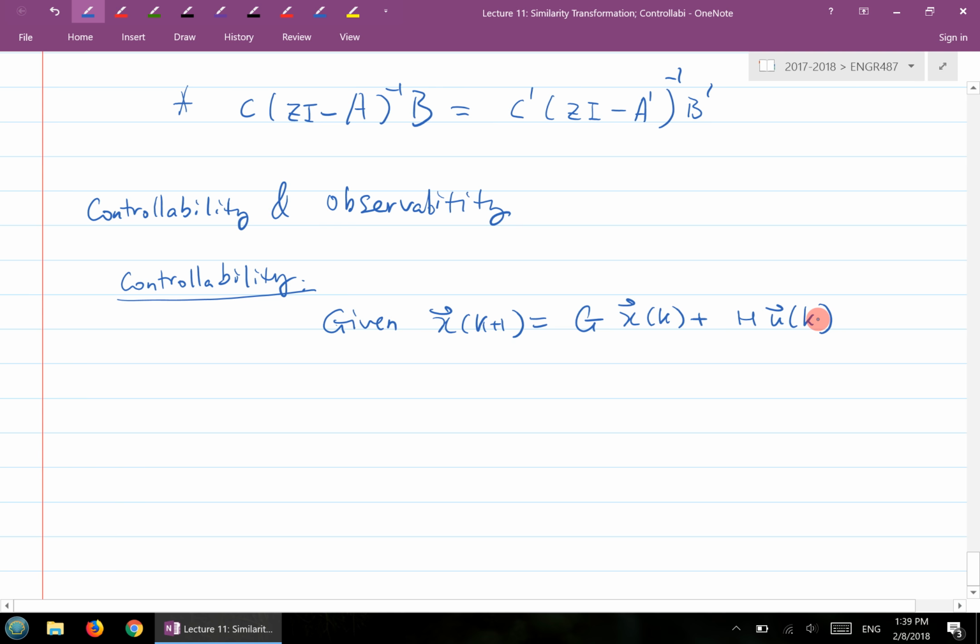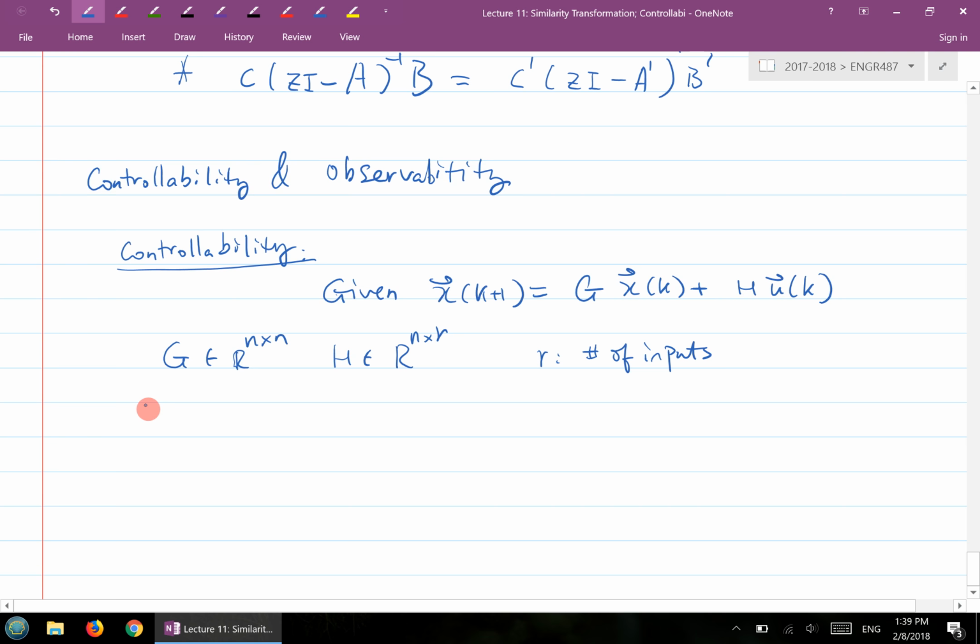So let's say given a discrete state space model, G times x of k plus H times u of k, and G here is an n by n matrix, and H here, let's say it could be multi-input, multi-output, so it could be an n by r matrix, where r is the number of inputs. Okay. So the definition of controllability is this.